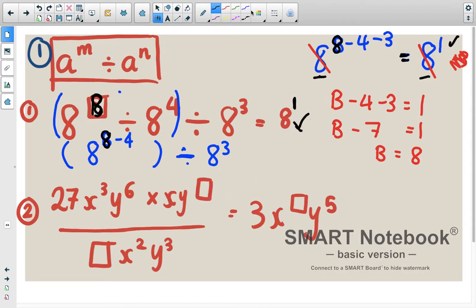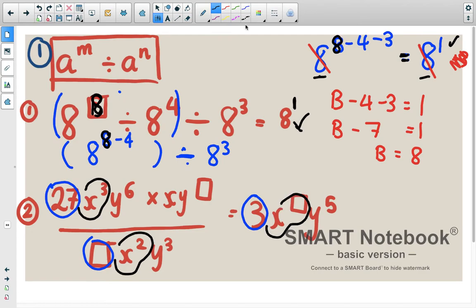Okay, so next kita nak tengok, okay, di sini kita ada 3 jenis base yang berbeza. Pertama, kita ada nombor. Okay, so ini adalah nombor yang kita ada. Kedua, kita ada base X. Okay, base X, dan base X. Dan yang seterusnya kita ada base Y. Okay, base Y.